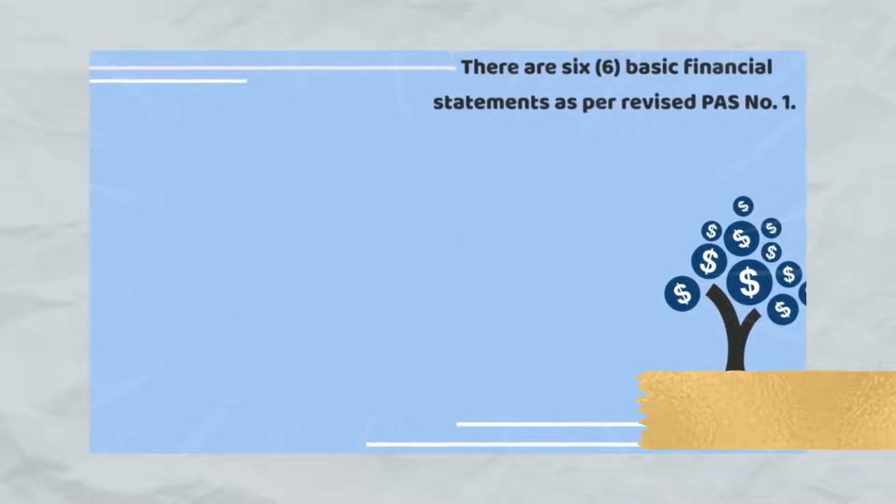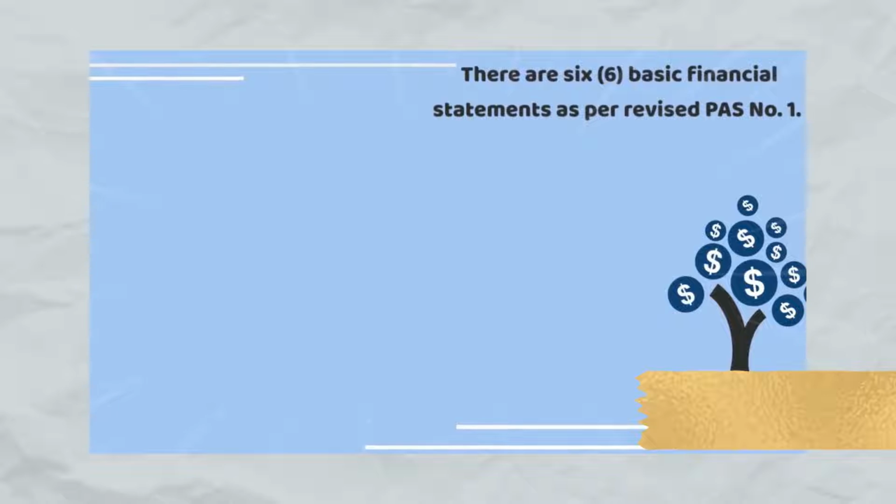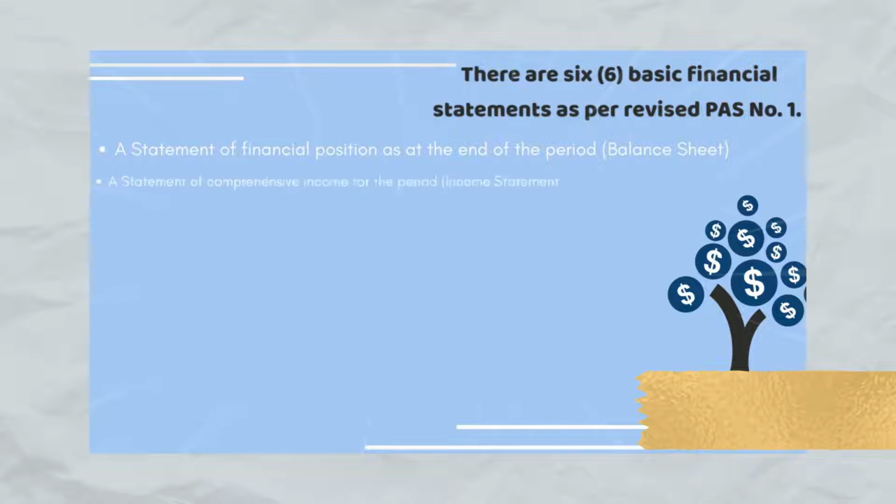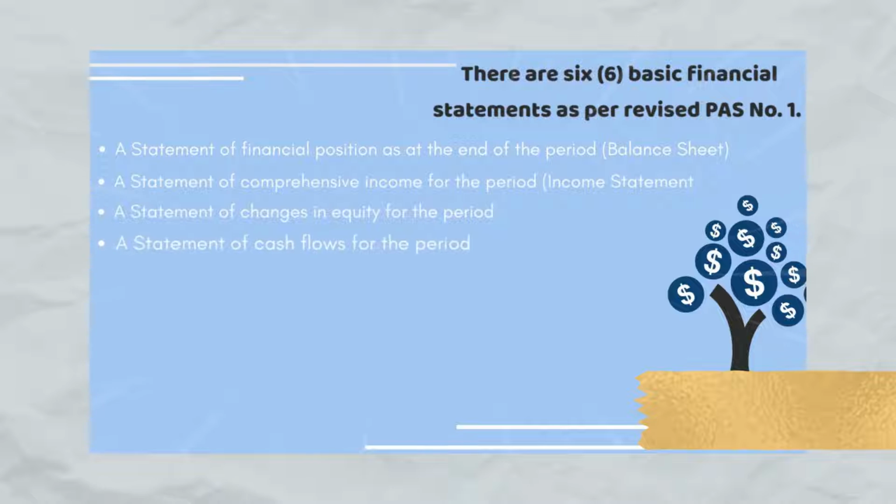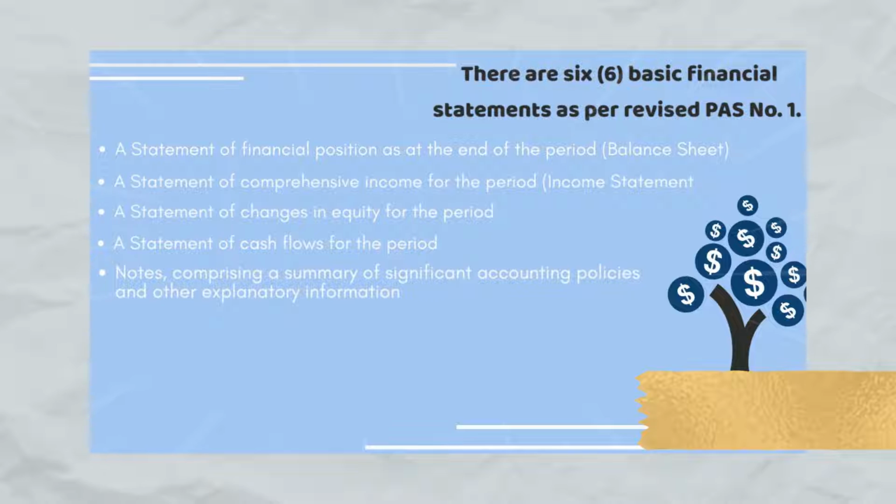There are 6 basic financial statements as per revised PAS number 1, which include: first, a statement of financial position or balance sheet at the end of the period. Second, a statement of comprehensive income or income statement for the period. Third, a statement of changes in equity for the period. Fourth, a statement of cash flows for the period. Fifth, the notes, comprising a summary of significant accounting policies and other explanatory information.